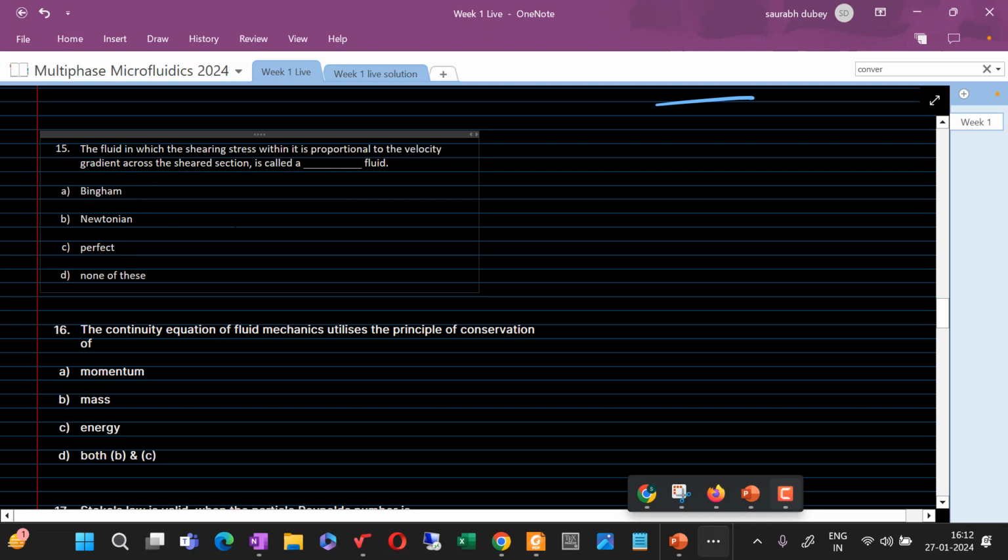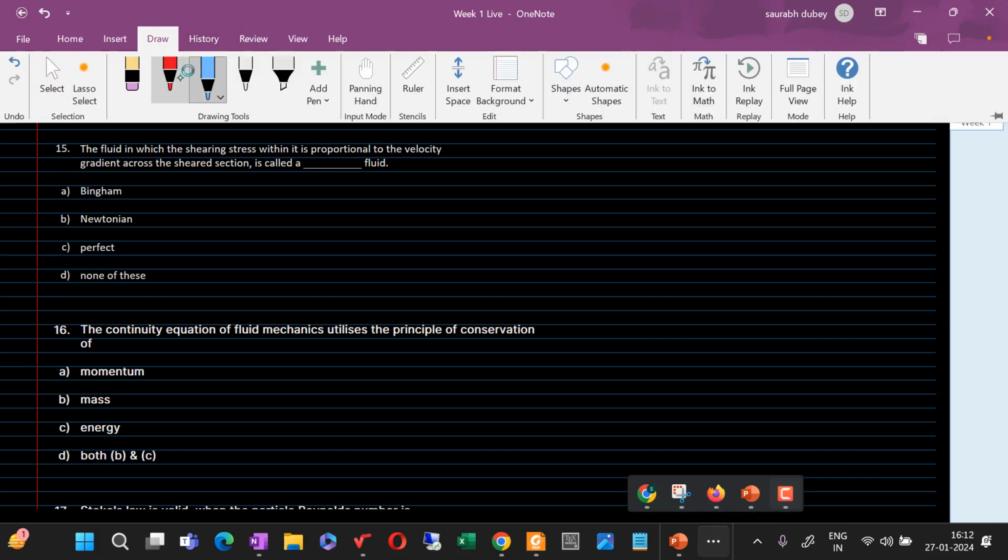And then what about the Bingham fluid? Bingham fluids are those fluids like, I think there is shear thickening. If we increase the shear stress, they get thickened. So there are two types of fluids in this case, for example Bingham and pseudoplastic.